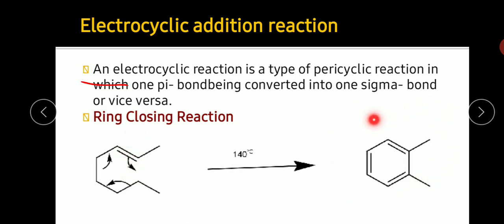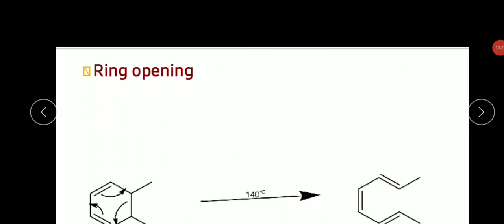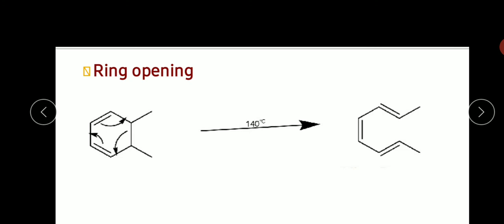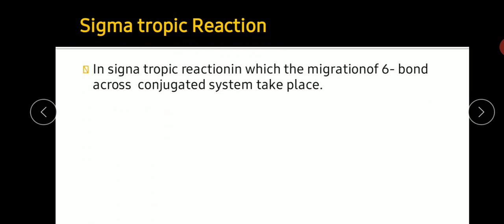Now see the ring closing reaction. Then see the second type, ring opening reaction. In this reaction, these bonds move here, these bonds move here and this bond moves here. Then formation of ring opening reaction. Then third type of this reaction is the sigmatropic reaction. In sigmatropic reaction, the migration of sigma bond across a conjugated system takes place.